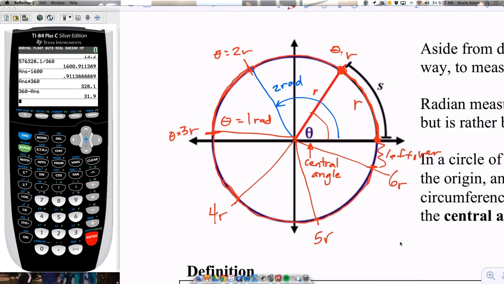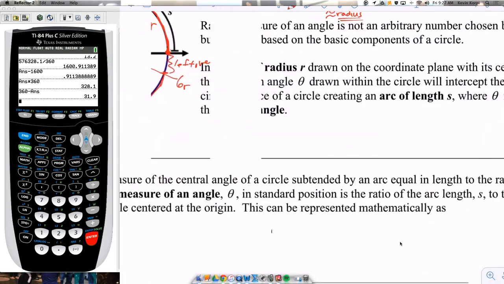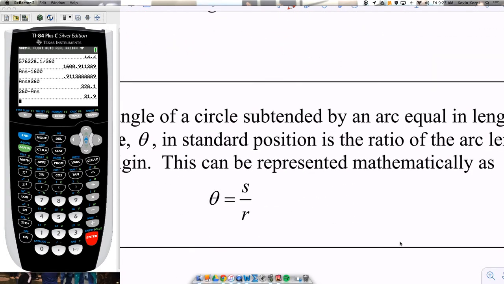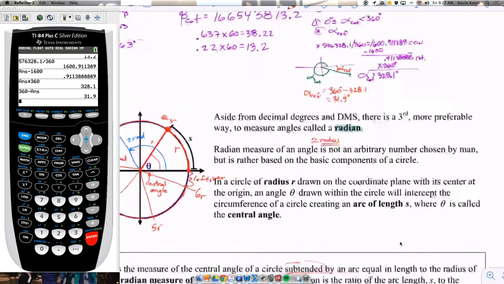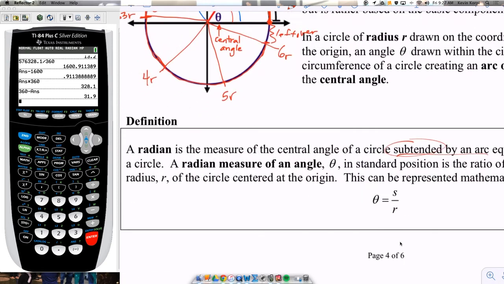Now let's define what that theta is. A radian is the measure of the central angle of a circle subtended by an arc. Ooh, that's a key word: subtended. What does sub mean? Below. Good. So basically this angle is below the arc that I was drawing, an arc equal in length to the radius of a circle.